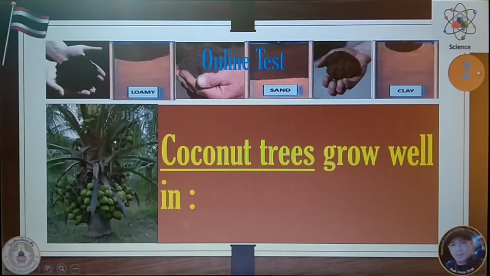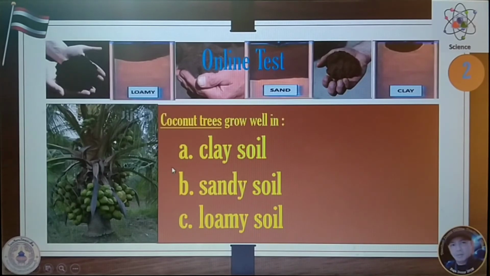Online test 2. Coconut trees grow well in A. Clay soil. B. Sandy soil. C. Loamy soil.